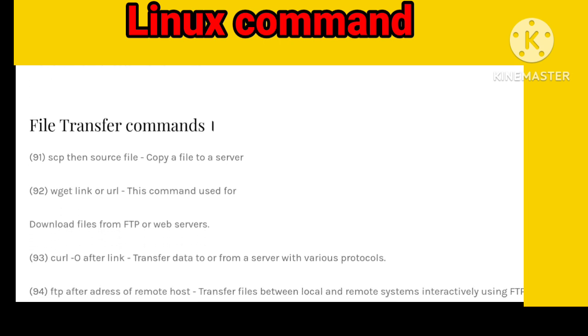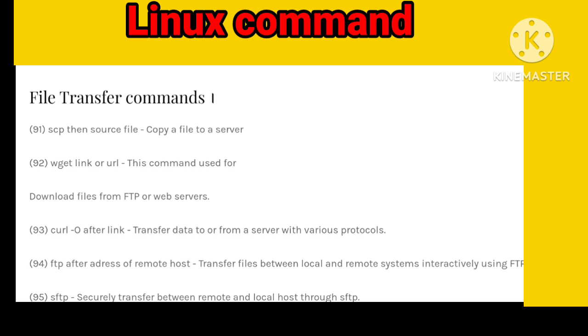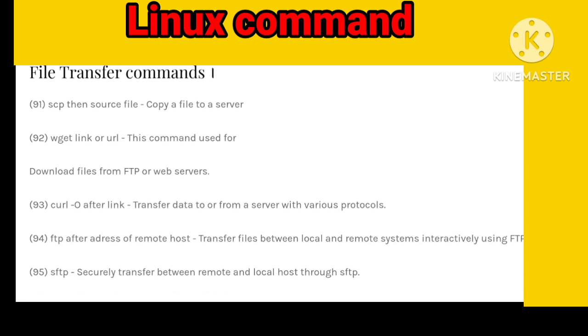Now the next commands are file transfer commands. The scp command, then source file, copy a file. This command is for copying a file to a server. Next is wget, and then paste the link or type the respective URL. This command is used for downloading files from HTTP, FTP or web servers.